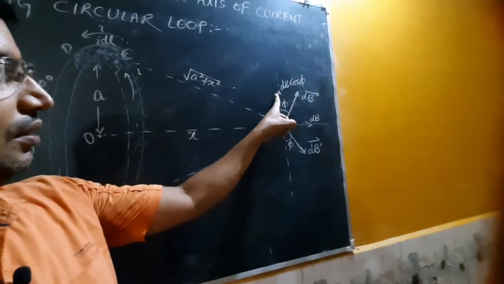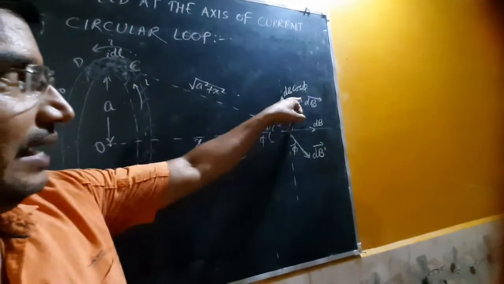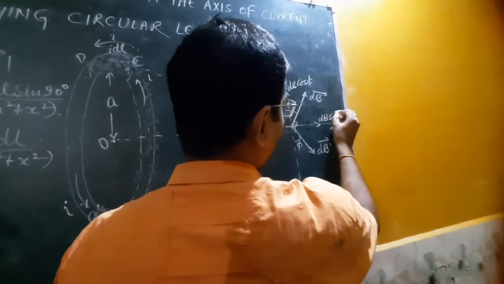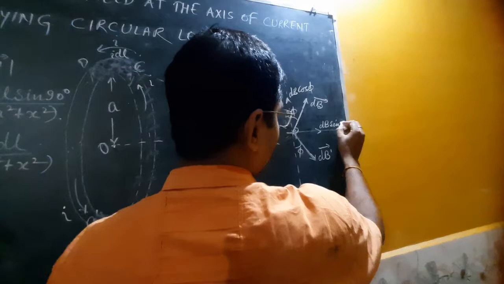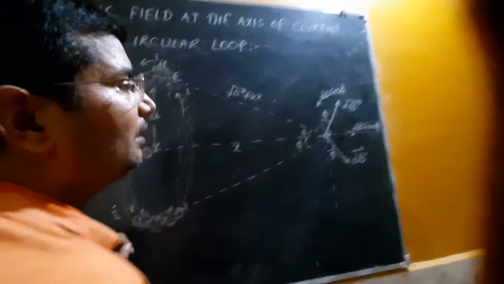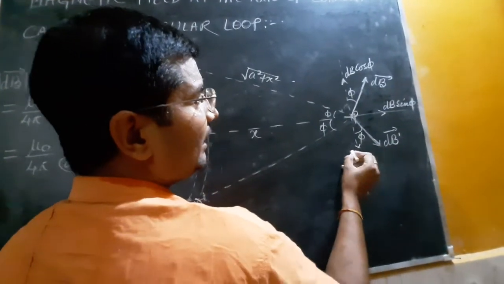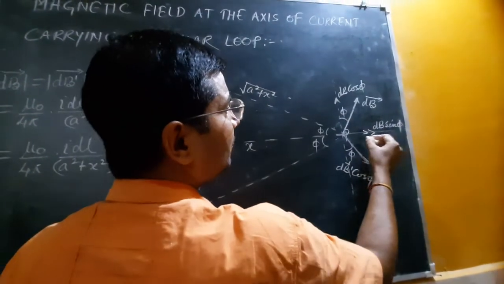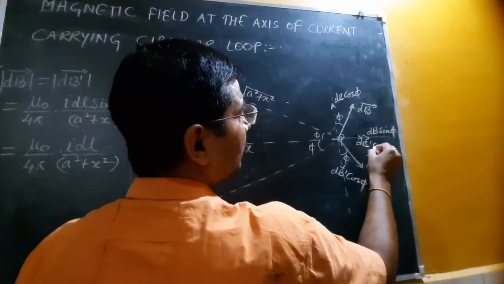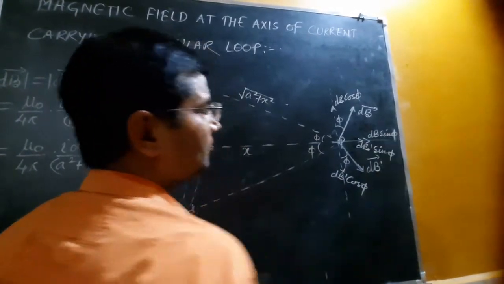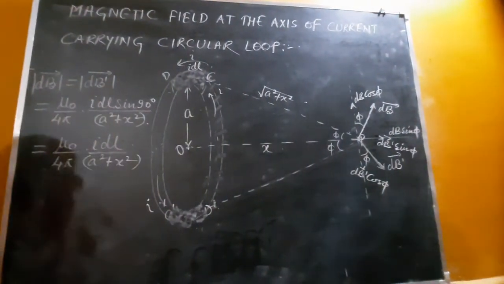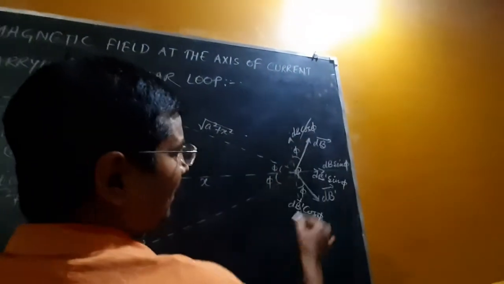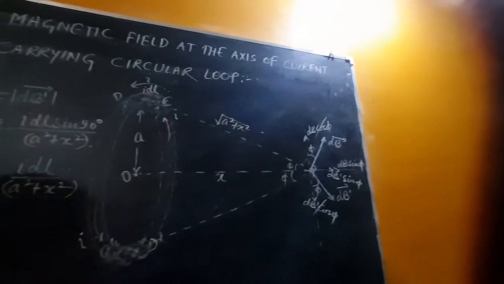This will be dB cos phi because this is the base of the right angle triangle and this is the perpendicular. So this will be dB sin phi. In a similar way, dB dash can be resolved like dB dash cos phi, and this will be dB dash sin phi. So what we are seeing? We are seeing that dB cos phi cancels the effect of dB dash cos phi.